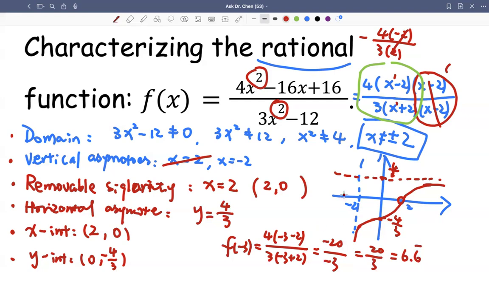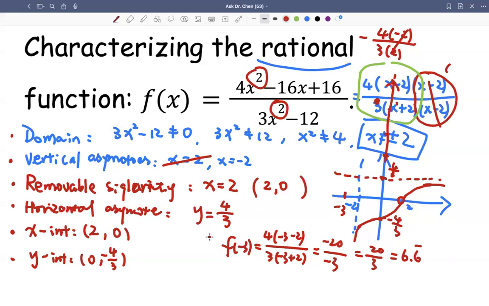So -3, let's see, -3 is about here. X equals -3, then y value equals 20 over 3, almost 7. So this is 1 1/4 here. So that's 4 over 3. So it has to be 5 of this. If I extend this, this is 4 over 3, 8 over 3, 12 over 3, 16 over 3, and then 20 over 3 somewhere here. So the point is somewhere here.